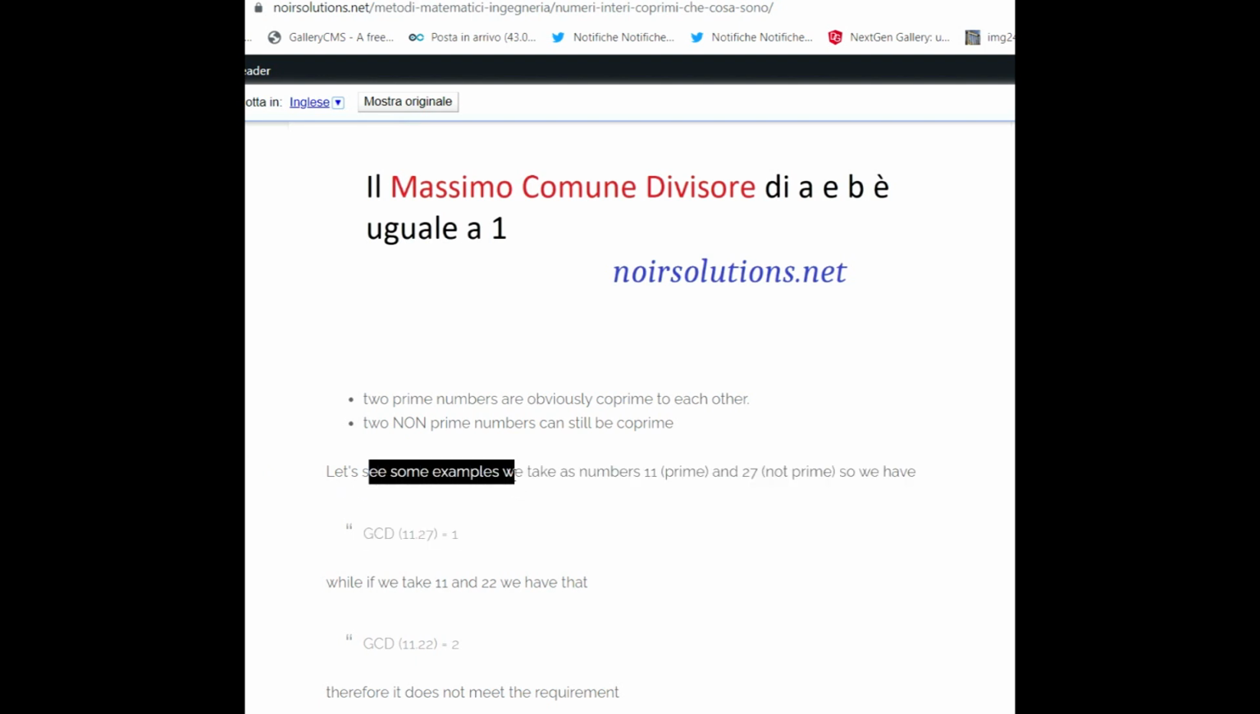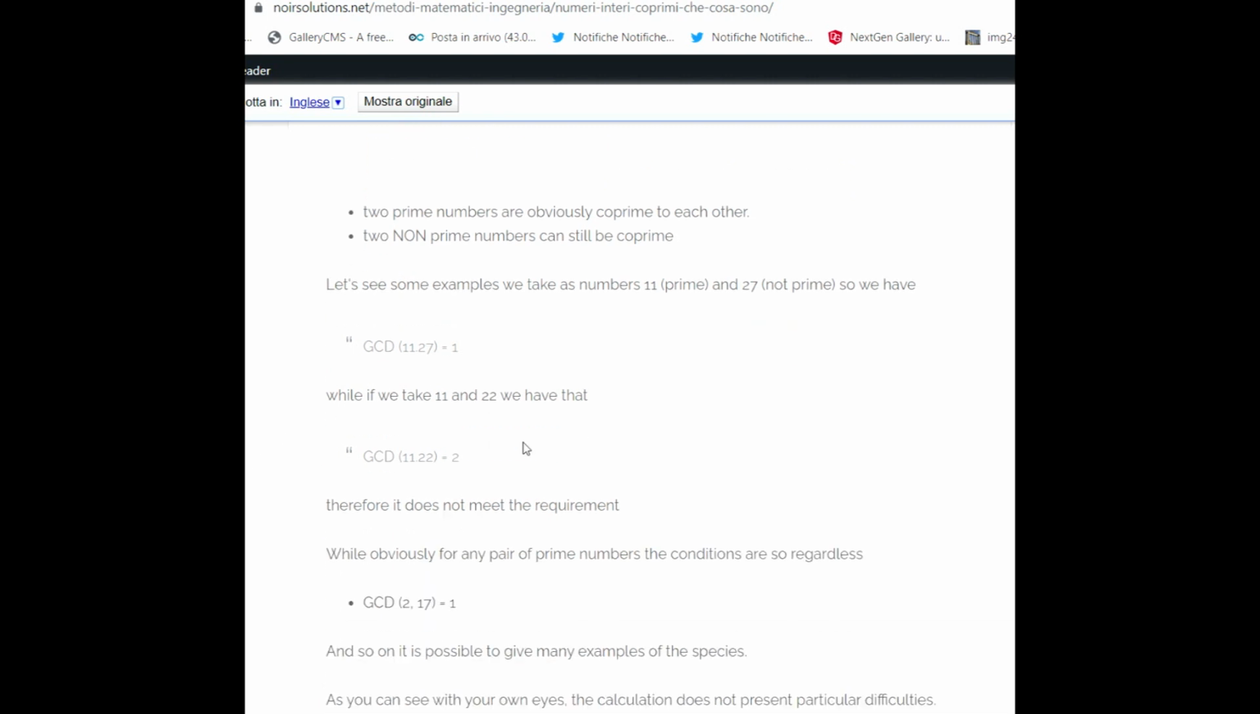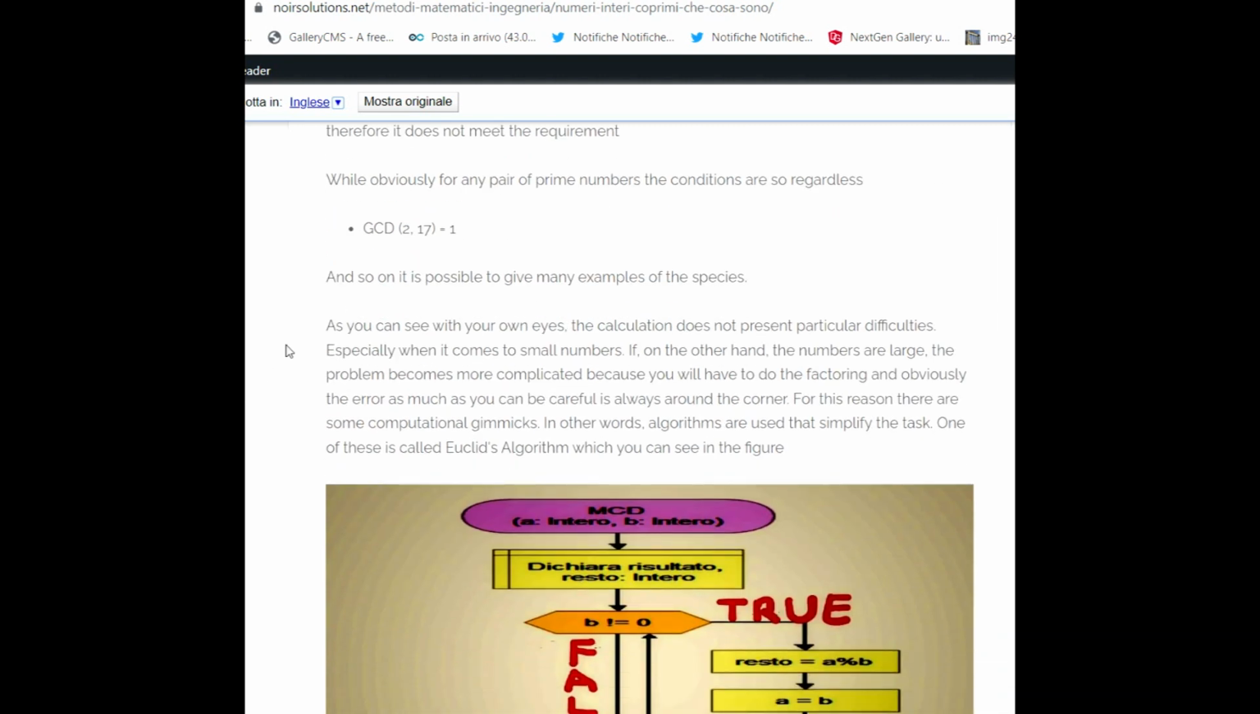Let's see some examples. We take the numbers 11, which is prime, and 27, which is not prime. The maximum common divisor of 11 and 27 is equal to 1, so they are coprime. You can try with 11 and 22: the MCD is 11, so they are not coprime, and so on.